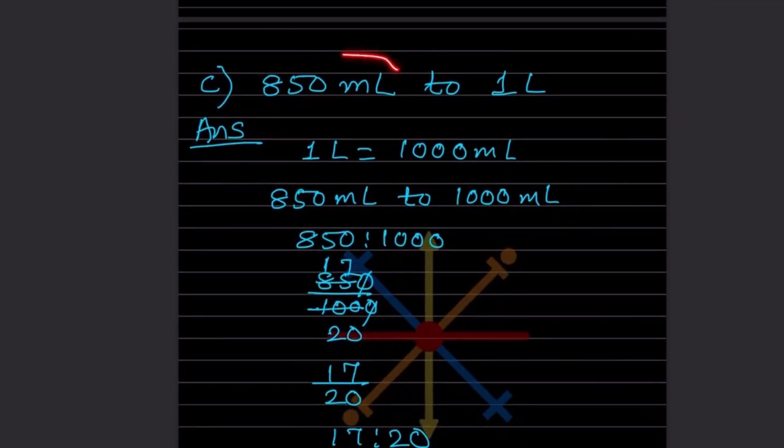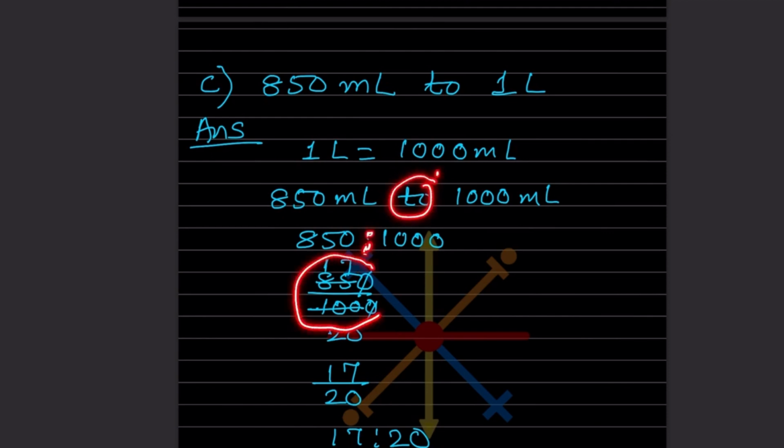Now this is in 850 ml, and this is 1 liter. So we will convert this because the liter is bigger. 1 liter is 1000 ml. So this is 850, and in place of this you are going to write 1000 ml. So again you are going to put the ratio sign here, rest everything is same.